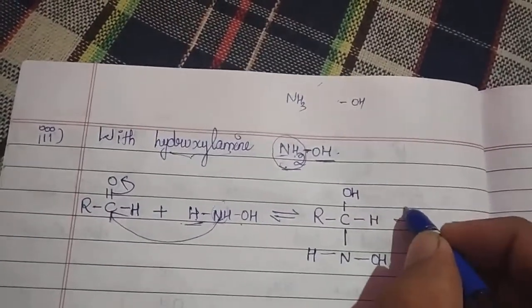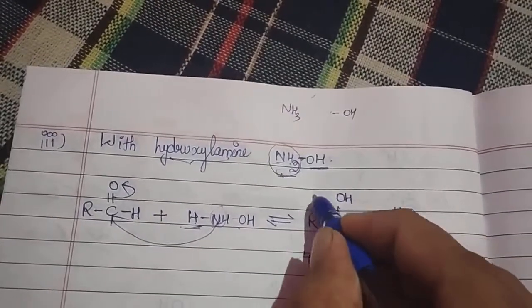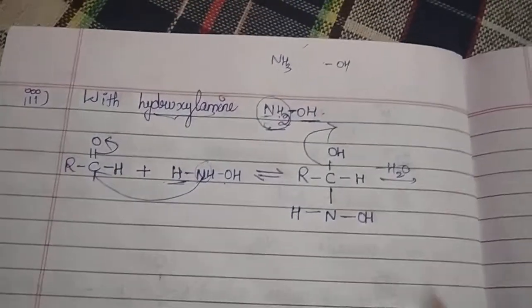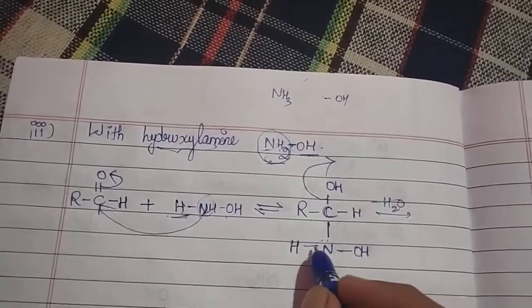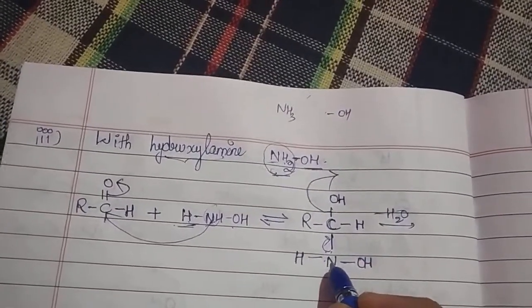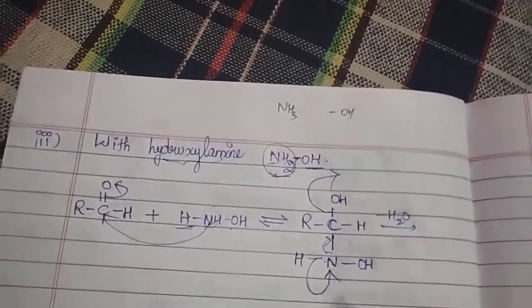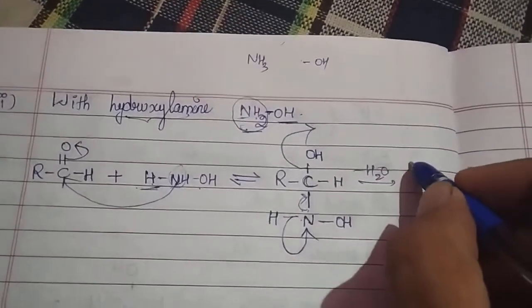When you treat this in the presence of H plus, dehydration takes place. OH is going out, so carbon will now have a positive charge. By utilizing the lone pair of electrons on nitrogen, it forms a double bond. Now nitrogen will have a positive charge. In order to balance that, the electrons will be pulled towards the nitrogen.